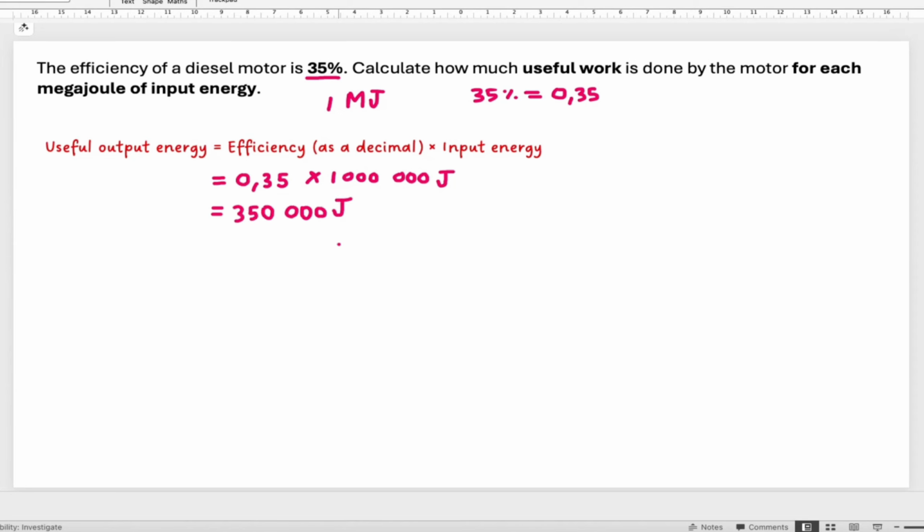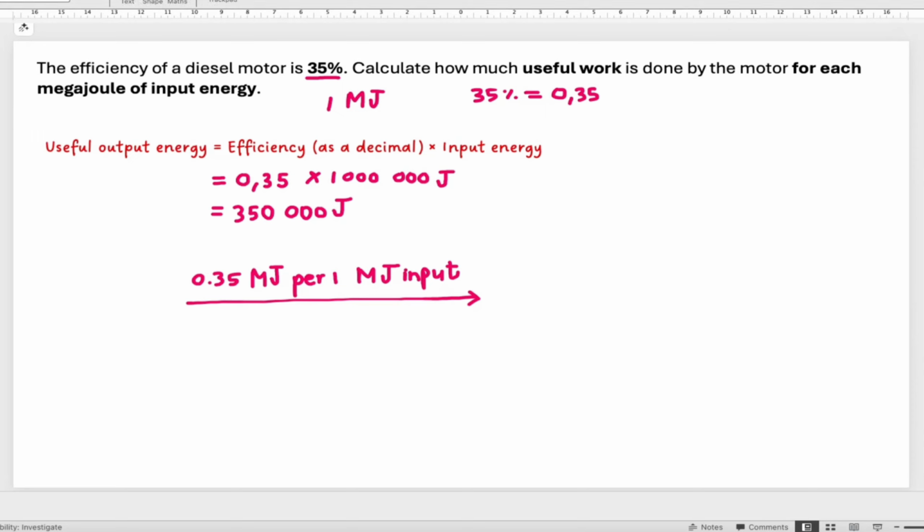If you punch this into your calculator, you will get 350,000 joules. Now you have to state the final answer. The useful work is equal to 0.35 megajoule per 1 megajoule input energy. So we just converted the 350,000 joules to megajoules. This is your final answer. Let's quickly do a sense check. With 35% efficiency, just over 1/3 of the input becomes useful output. So 0.35 megajoules out of 1 megajoule matches that idea.